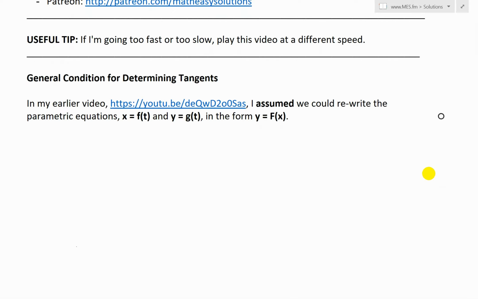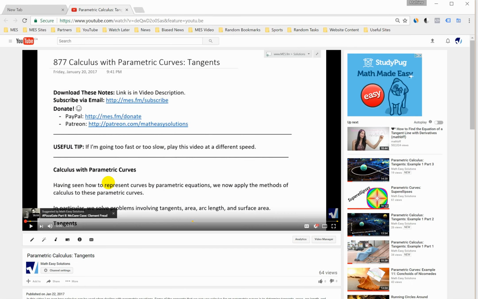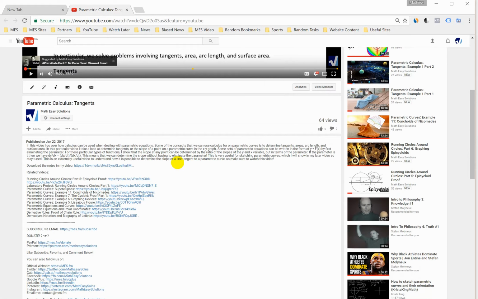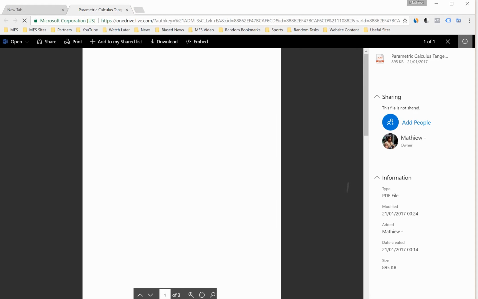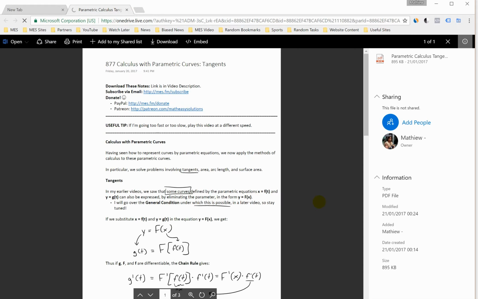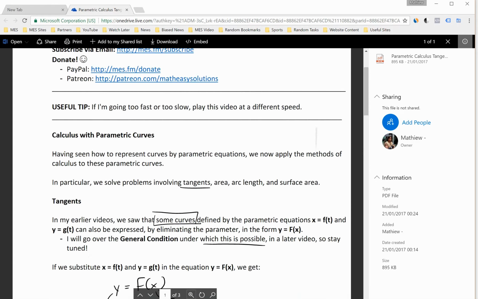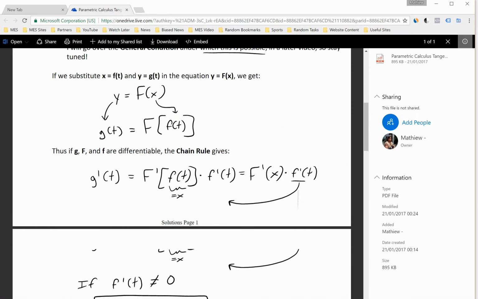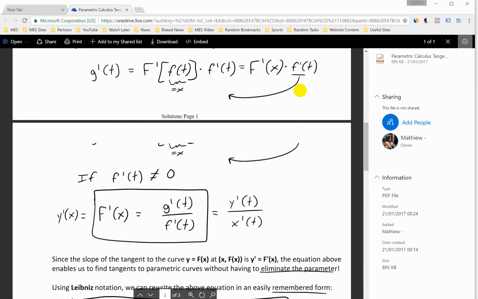Just to summarize what I did in my earlier video, I assumed we could rewrite the parametric equations x equals f of t and y equals g of t in the form of y equals f of x. If you click here, you can view the notes. You can put the link below in the description and view it.